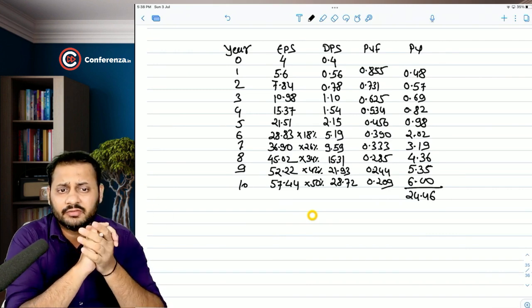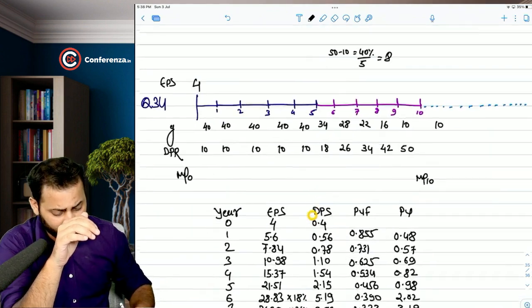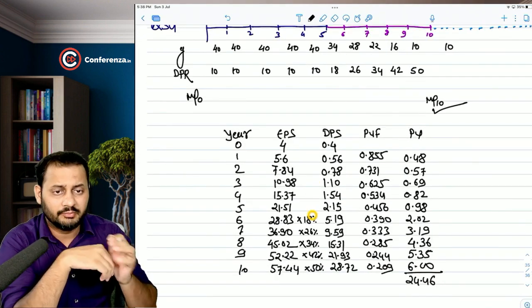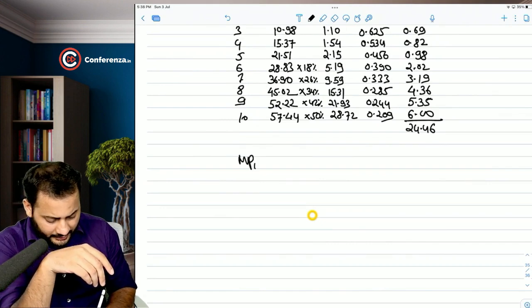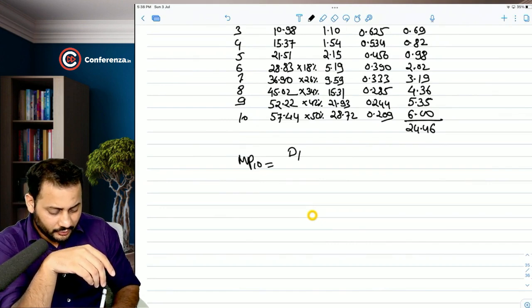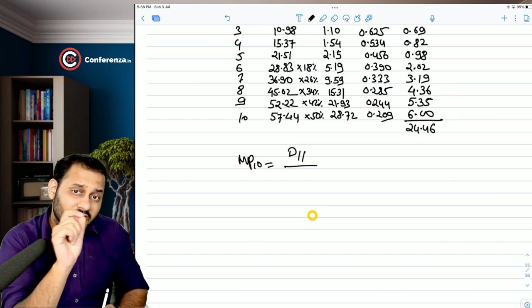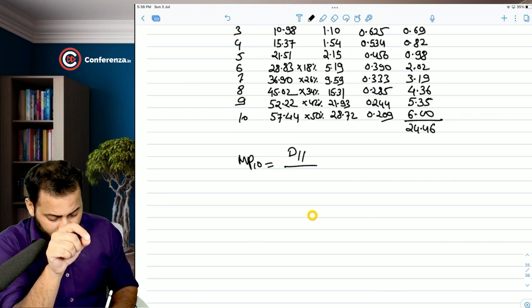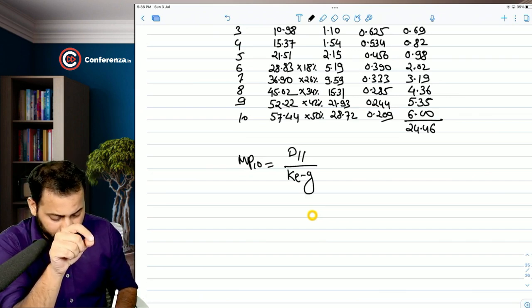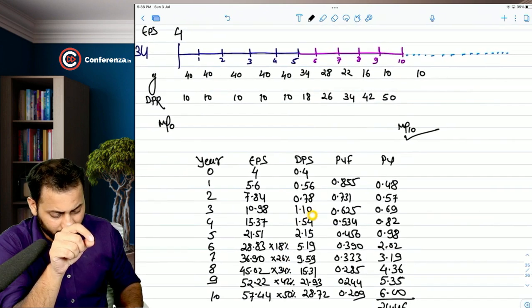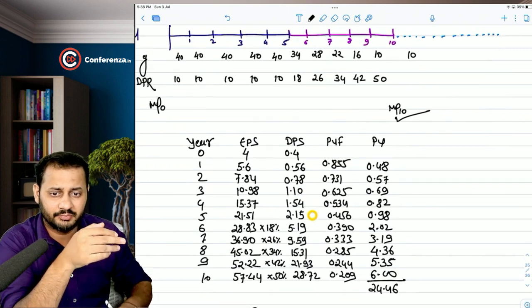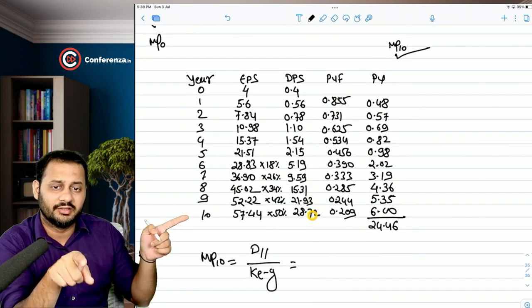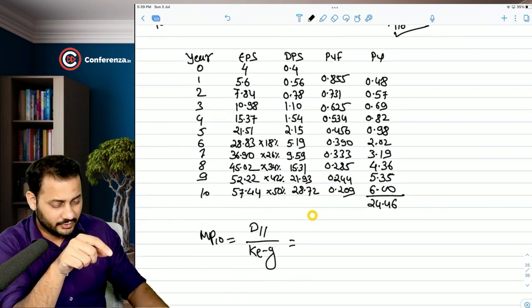This is the present value of all the dividends, but at the end of the 10th year we have to calculate the market price also. We can calculate it easily. MP10 is equal to, in order to calculate MP10 we need the dividend for the next year, the 11th. D11 divided by cost of equity minus growth. So what do you think D11 will be? Because after the 10th year the growth rate is the same, that is 10%, we will take the dividend of the 10th year, which is 28.72.